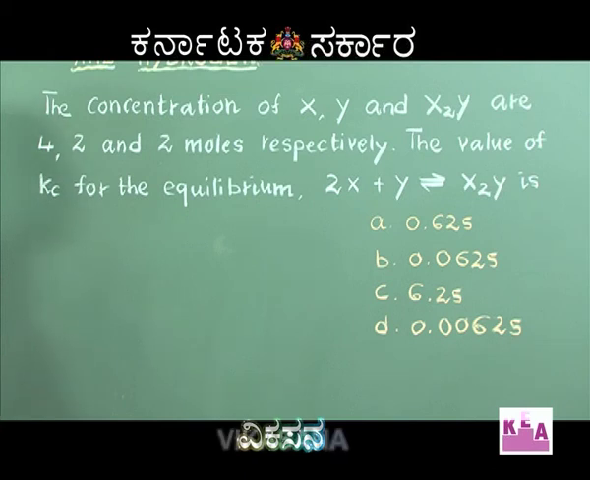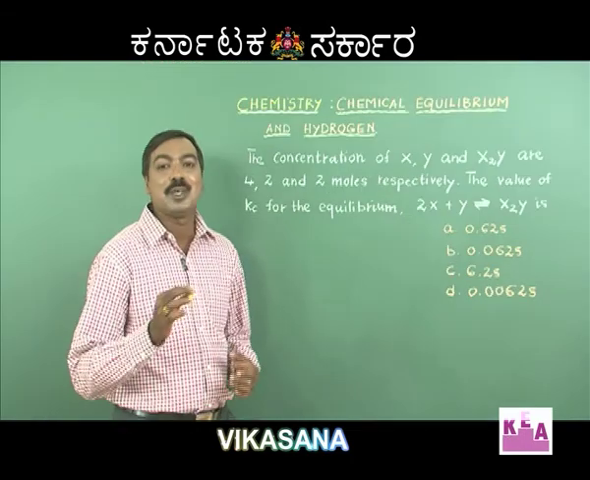Concentration of X, Y and X2Y are 4, 2 and 2 moles respectively. The value of Kc for the equilibrium 2X plus Y giving X2Y is A, B, C or D. How do you work this?